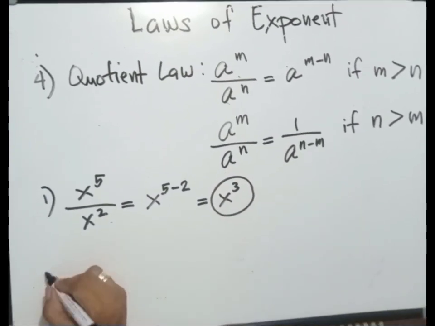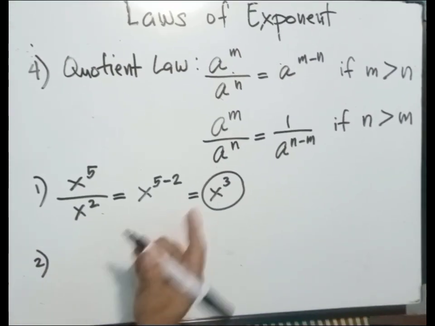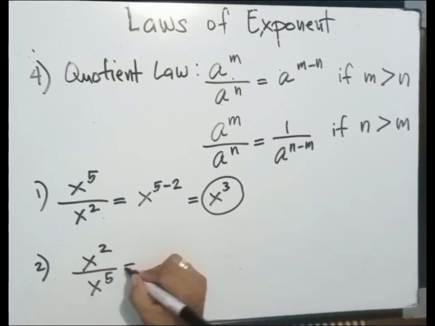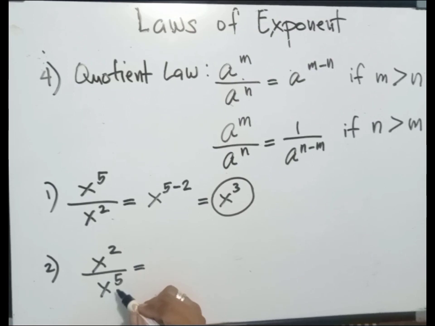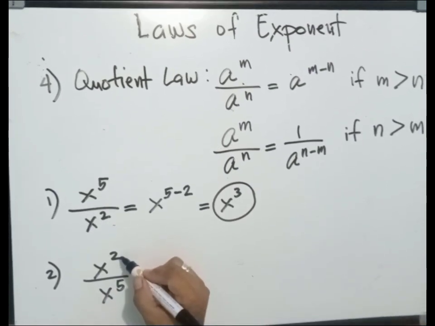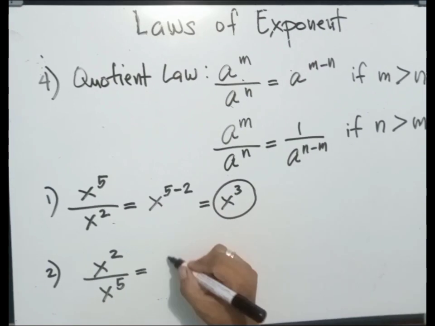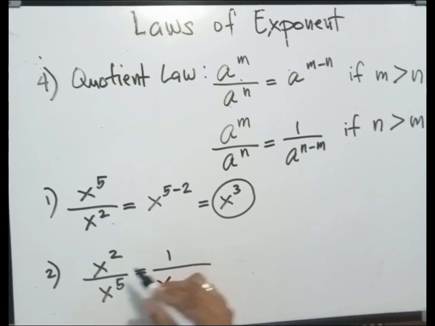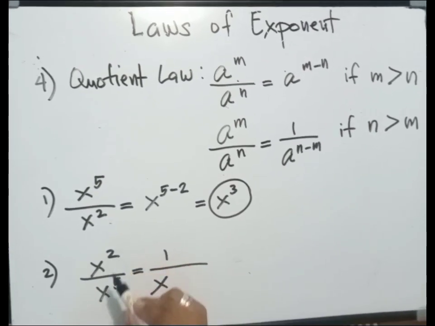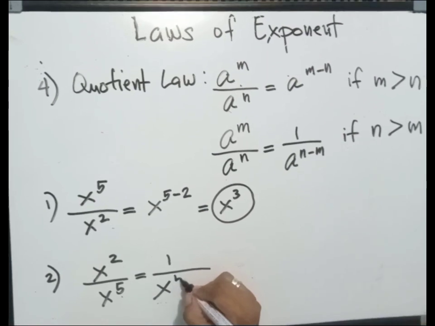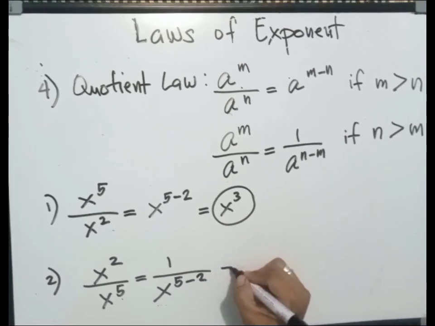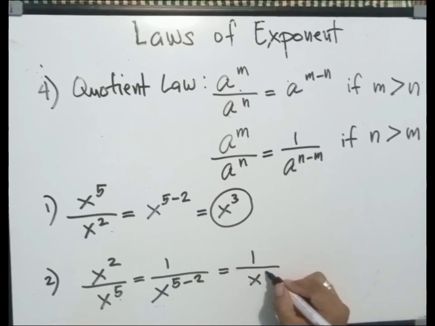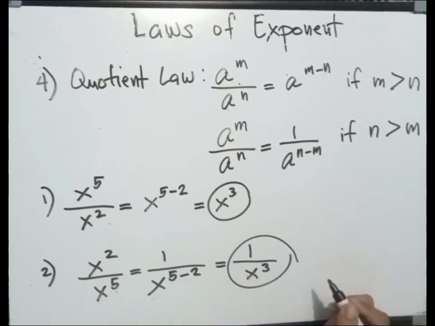Yung isang case natin, example number 2, baliktarin natin. X squared divided by x to the 5th. In this case, the exponent of the denominator is greater than the numerator. Ito ang gagamitin natin. 1 over the common base, x, then subtract the exponent of the numerator from the exponent of the denominator. That will be 5 minus 2 equals 1 over x, 5 minus 2 is 3. That will be our final answer.